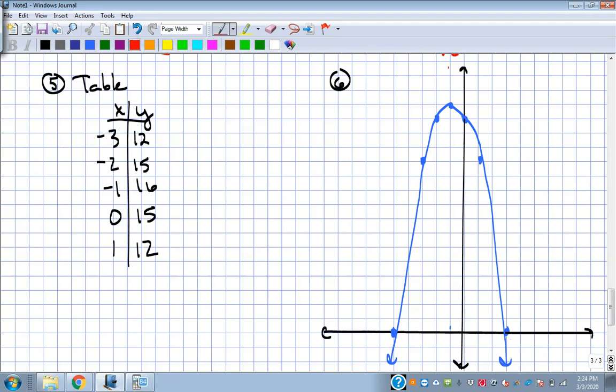My axis of symmetry right down the middle just helps me see that I can fold it across and make it match up. Those are the things I'm going to be looking for when I ask you to graph one. Is your y-intercept in the right spot? Are your x-intercepts in the right spot? Are the other points in the right spot? Okay.